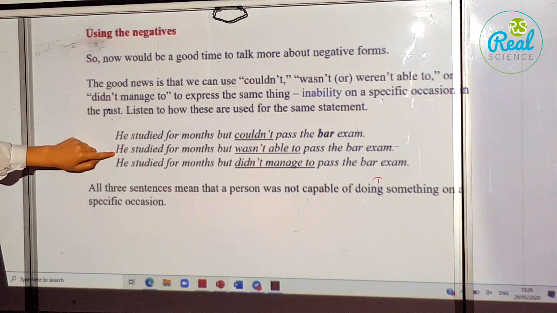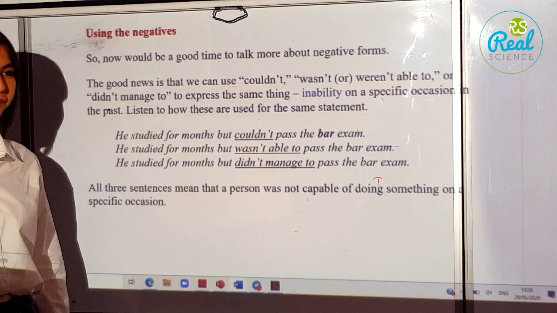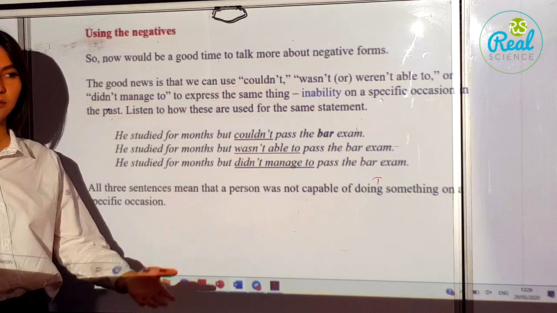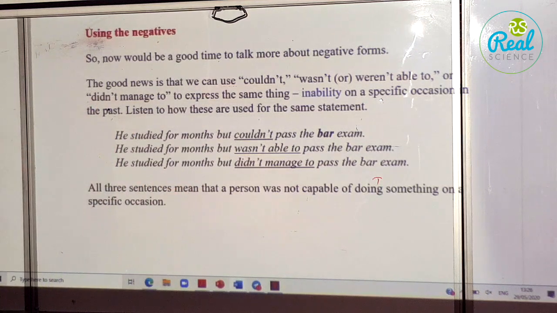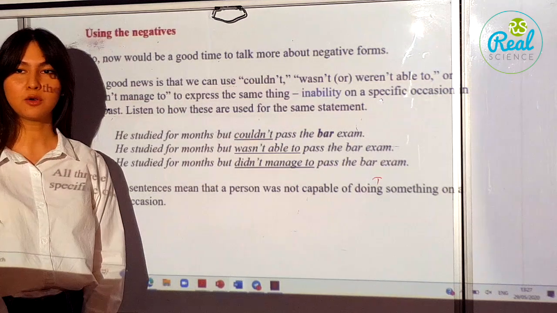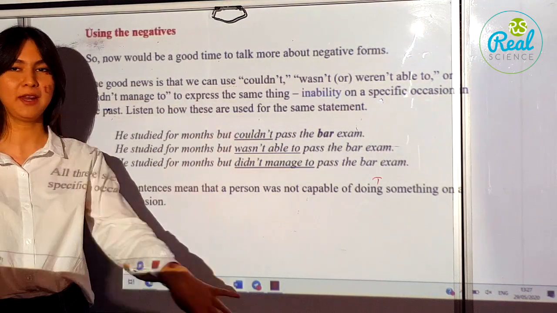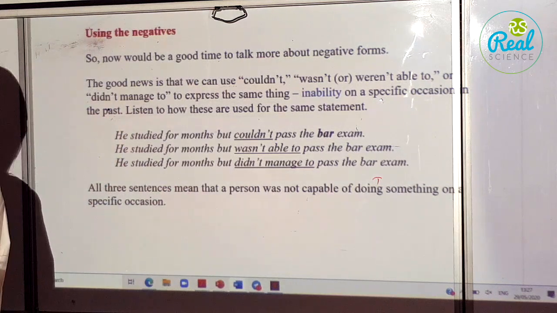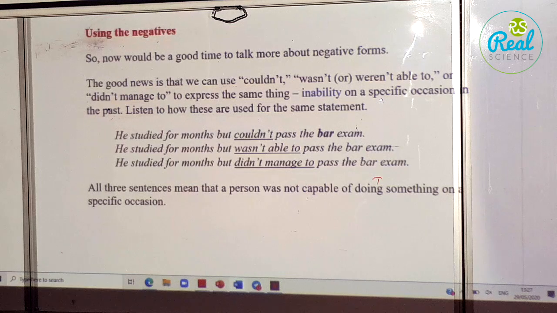So let's look at these examples. Who wants to read again? We have here Ghalib. He studied for months but couldn't pass the bar exam. He studied for months but wasn't able to pass the bar exam. He studied for months but didn't manage to pass the bar exam. Okay, so negative forms of those verbs can be used for any situations, as you can see from these examples. Okay, guys? I hope you understand.